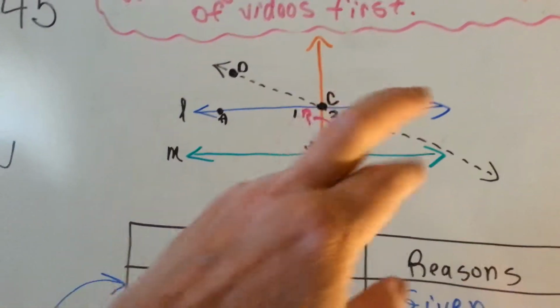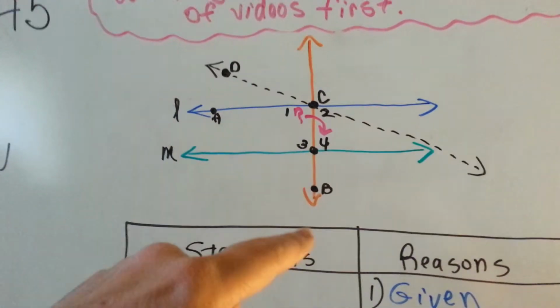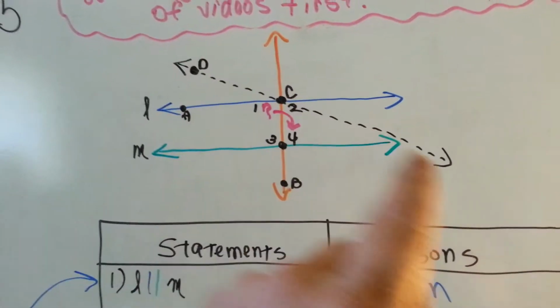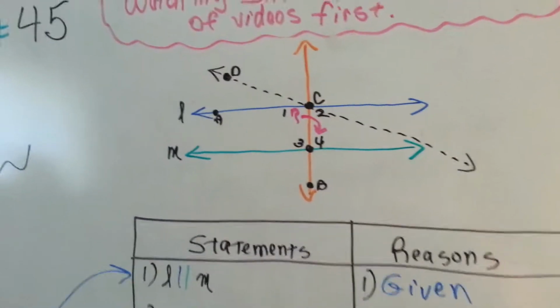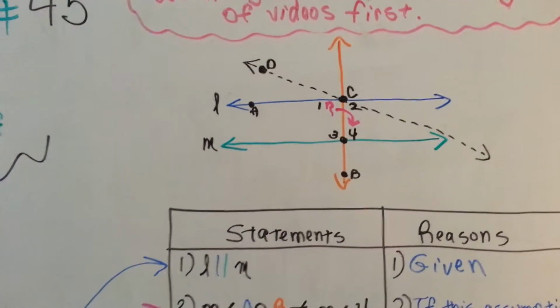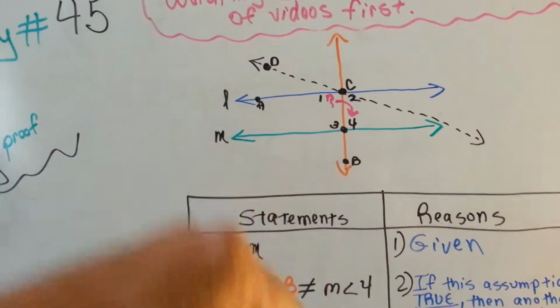The drawing is essentially the blue and green line and the orange one. This dotted one is added later on to try to prove our point. So let's see what we've got here. Blue and green are parallel with the orange one bisecting them perpendicularly like that.